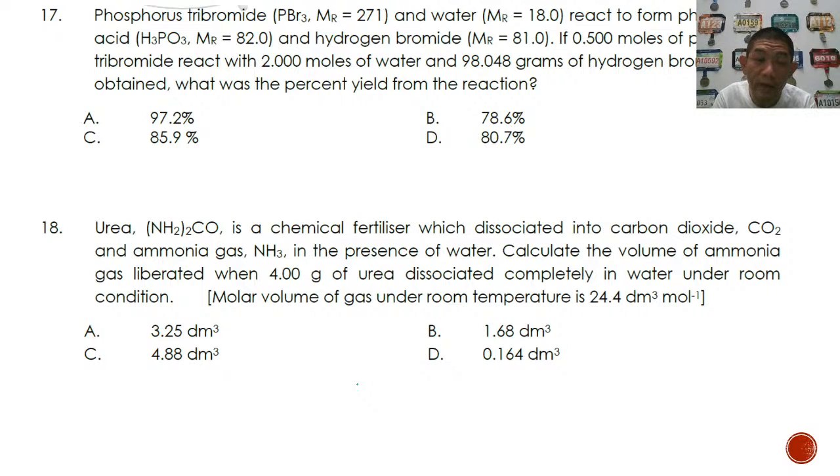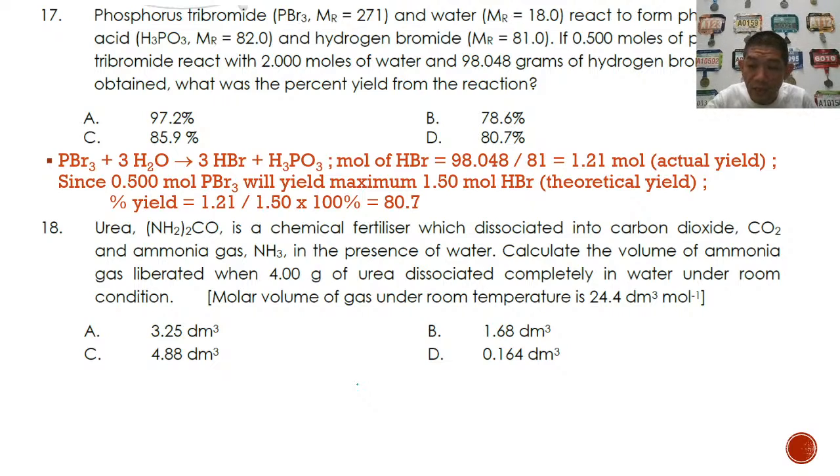So in here you have to be very careful on how to calculate the moles. So stoichiometrically, you have to first write a balanced equation for this. So the balanced equation for this reaction is PBr3 plus 3H2O gives 3HBr plus H3PO3. So in here you can see the mole ratio is 1 to 3. So the mole of the HBr: the mass of the HBr is 98.048, you divide by the relative molecular mass, which is 81. So eventually you get 1.21, which is the actual yield.